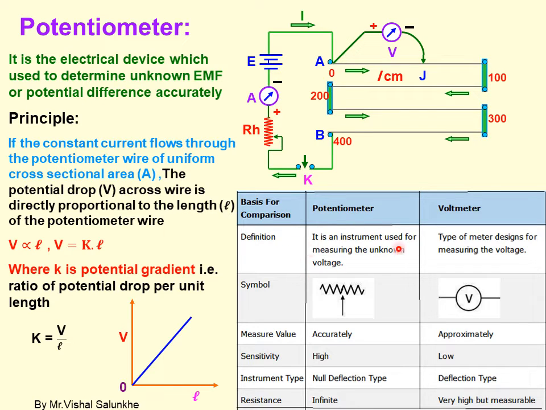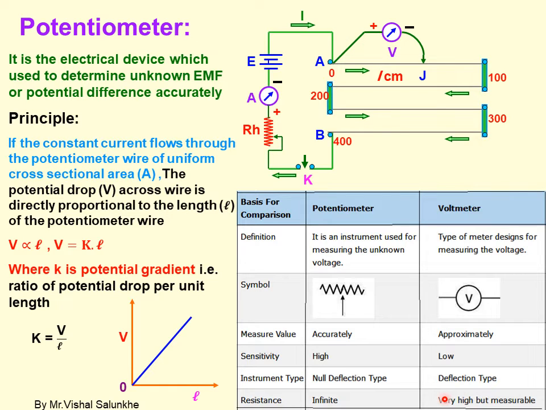Potentiometer is the instrument which is used to determine the unknown voltage or EMF, as you have seen. But voltmeter has the same definition. The symbol is different, but the most important difference is that potentiometer is more accurate than voltmeter, isn't it? Potentiometer is highly sensitive compared to voltmeter. And here we use the potentiometer as a null deflection type, means we have to use a galvanometer to show null deflection. In a voltmeter there is no galvanometer; we simply convert the galvanometer into a voltmeter and use it as it is.